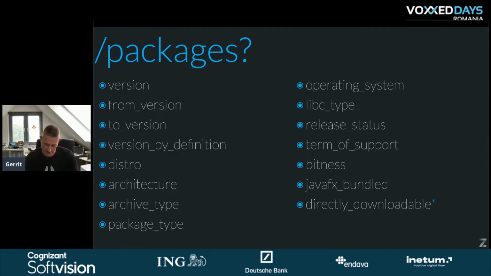You can also ask for JavaFX bundle because we have a couple of distributions that come with JavaFX bundled. There have been Corretto builds in the past from JDK 8. They came with JavaFX bundled, and then there is Liberica, the distribution from BellSoft that comes with the JavaFX bundled version, and Zulu is also available with JavaFX bundled. And then there is this flag directly downloadable. I will also come to that one. And then there is something like latest, where you can have different parameters for latest. But I will come to that.